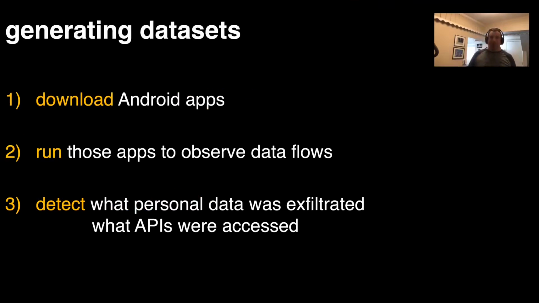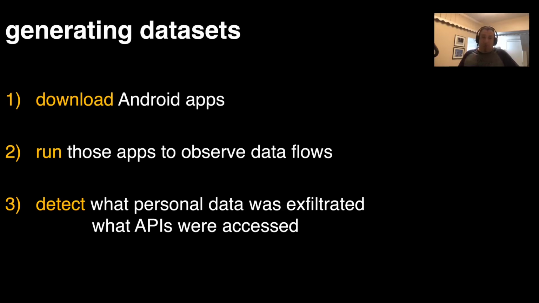And so the first step obviously is downloading lots of Android apps. We have a scraper that we've been using from the Play Store, as well as various other sources of Android APKs. Obviously step 2 is then running those apps to see what data they access using the system instrumentation, and then where it goes using the network instrumentation. And then we can see exactly what personal data was accessed and where it was sent.